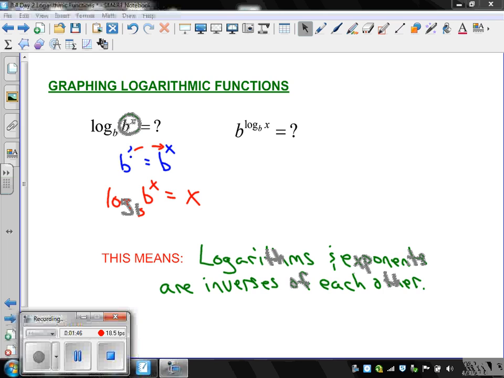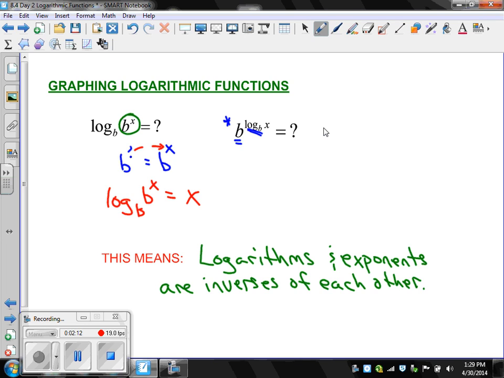Okay, so let's look at the second one then. This is saying b to the log base b of x. Well, it looks kind of weird, but look at what we have here. We have b to the, right? And we're asking, what is the exponent base b? Well, I have exponentiation and I have logarithm. Those undo each other and I get back x.